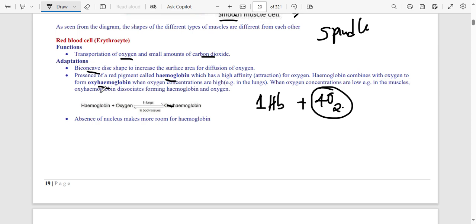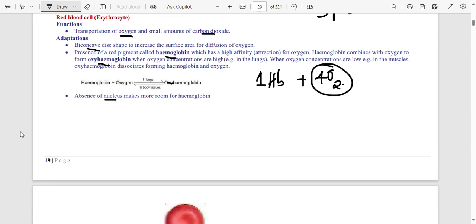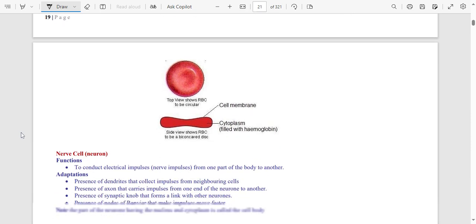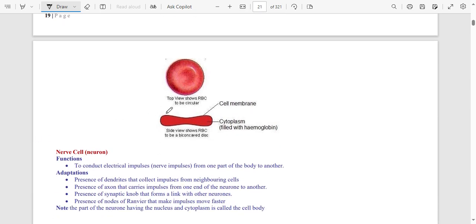Another thing is that red blood cells don't have a nucleus. Because they don't have a nucleus, it makes them have enough space to carry oxygen. So this is it. If you view from the top, this is how it will look like. And if you view from the side, this is your red blood cell, which is biconcave in shape.